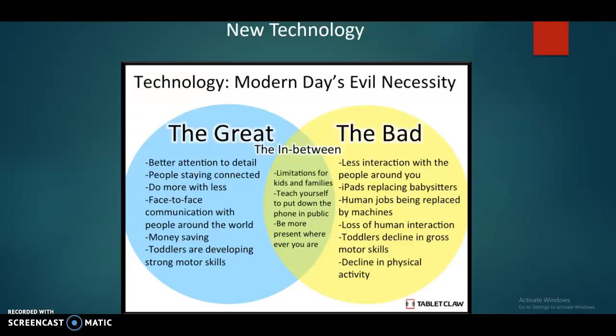Yeah, and GPS too. What happened to using the map book in the old days? Now it tells you how to get to the location you want to go to, and you just type everything into the GPS and it will take you to the location. Yeah, it's faster that way. So those are the good and bad about technology.